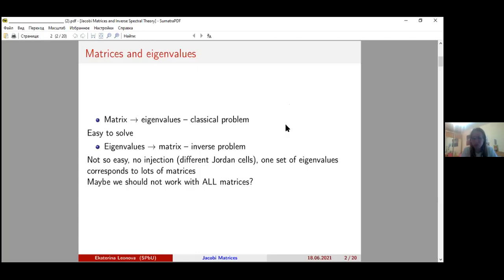No wait, we do have a surjection, but one set of eigenvalues can correspond to lots of matrices, because we take a Jordan cell and then we can multiply it from both sides and get tons of different matrices. So probably we have to do something to make this a problem that at least has a single solution. The easiest way to solve it is to not work with all matrices.